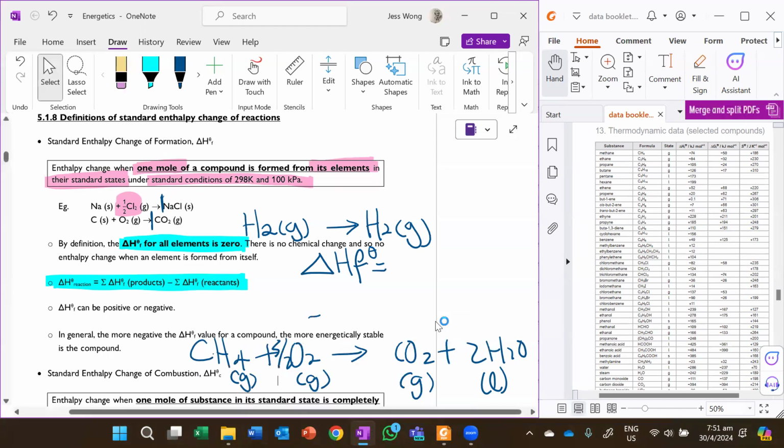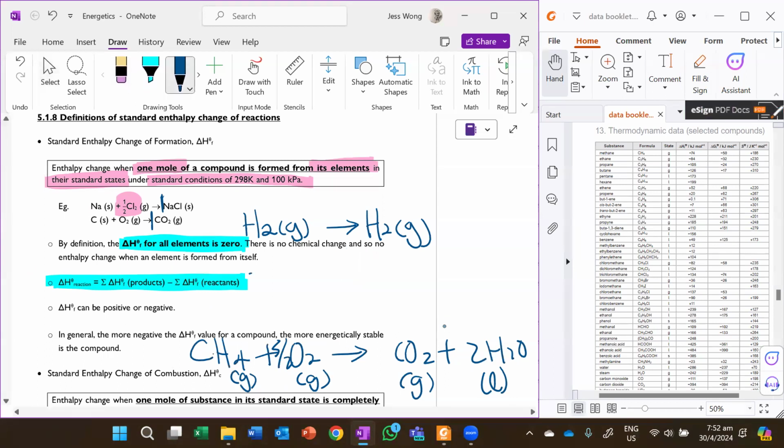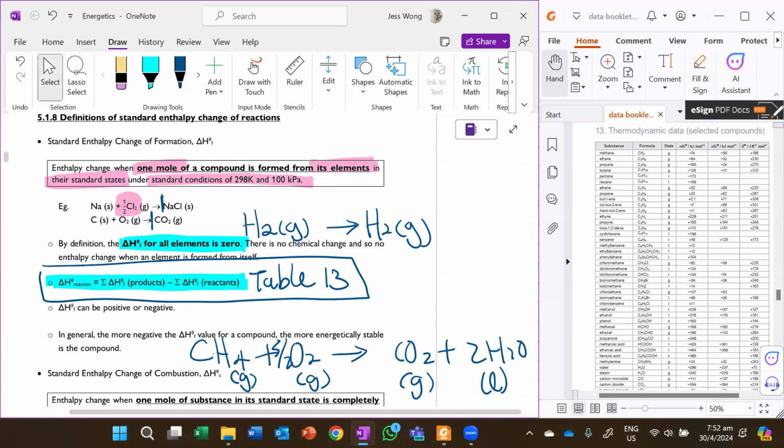So the enthalpy change of this reaction will be CO2 formation plus water formation times 2. That will be the products, minus the formation of methane. And if I press my calculator, it will give me the delta H of the reaction. Okay, as long as I am using data from table 13, this will be the formula. Not only for delta H, you'll find that later for delta S and delta G, it's the same formula, products minus reactants, as long as you are using table 13.